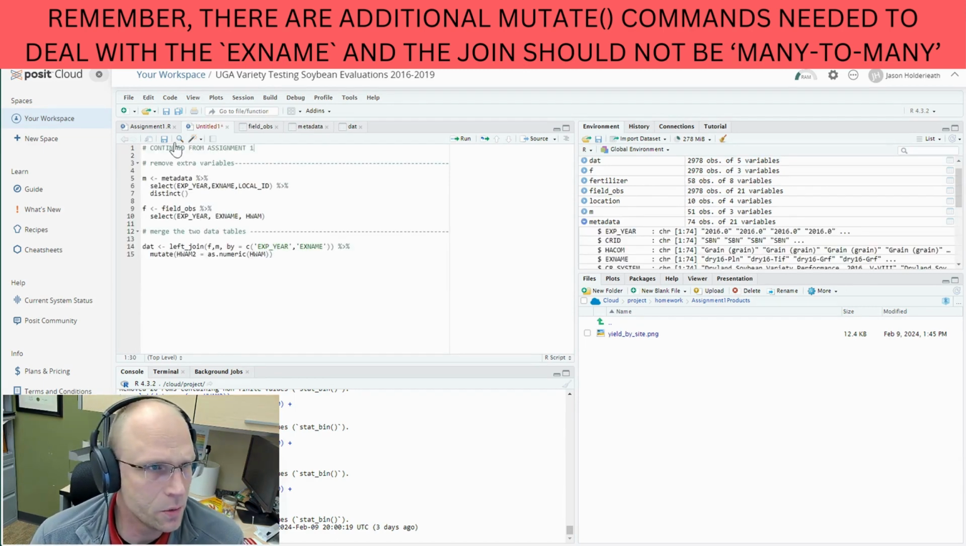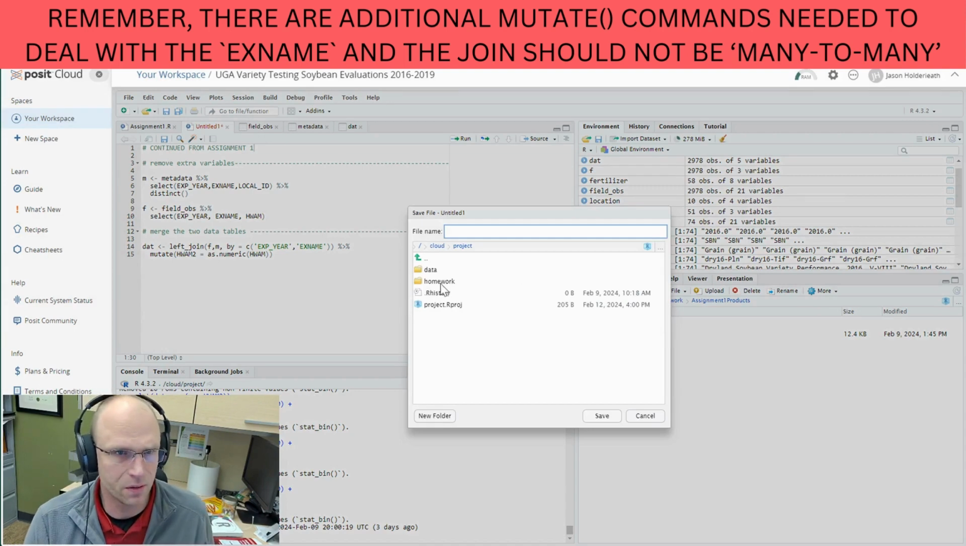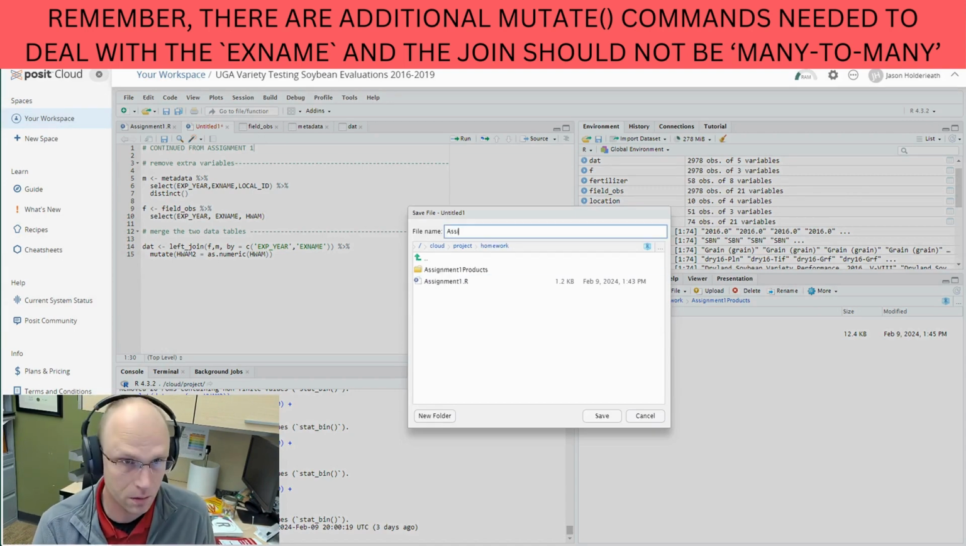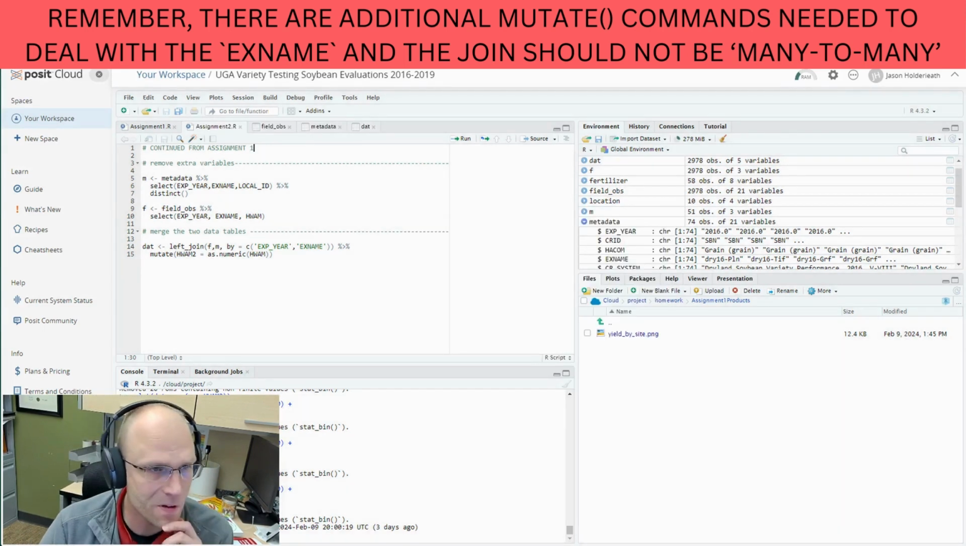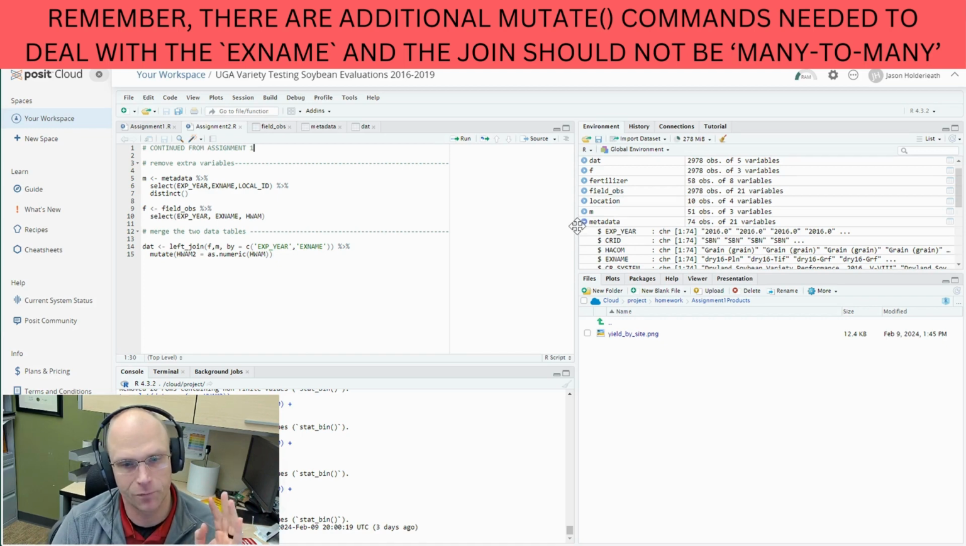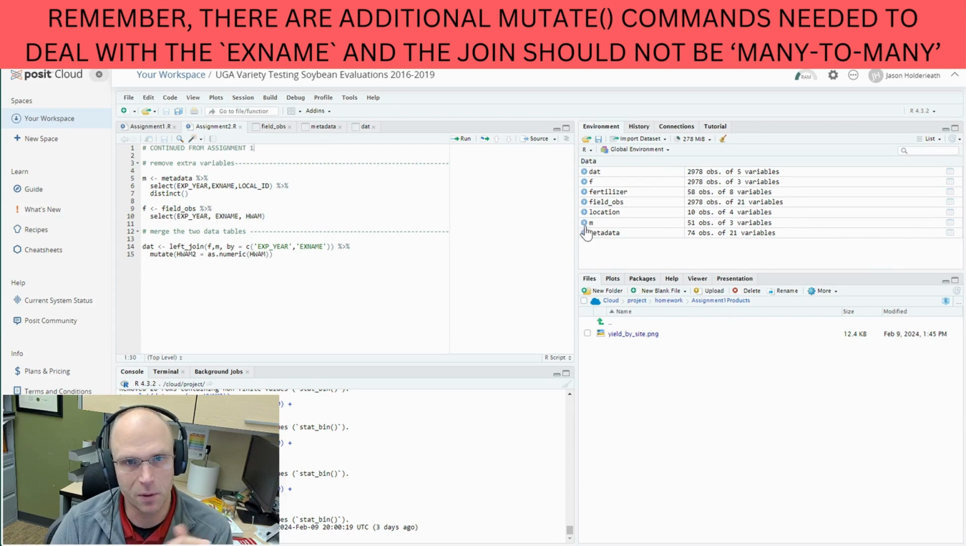All right, so in the new file here, let's go ahead and save that. Homework assignment 2. We're going to start with this note that is continued from assignment 1. We've still got our metadata. This is one of the reasons you don't want to change files or tables, so that you can kind of revisit them. And so you want to do your analysis on a copy of a table. At least that's what I tend to think to do.